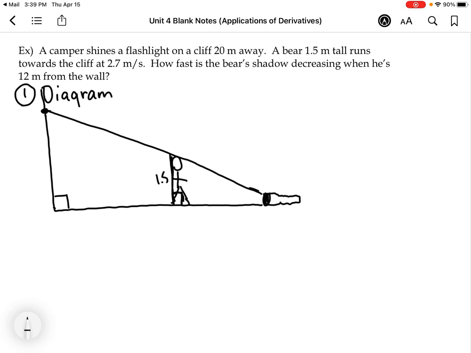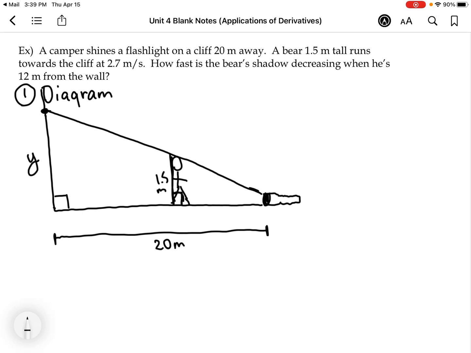And we also know that the distance between the flashlight and the cliff is 20 meters. So this over here is 20, and this is 1.5. Okay? What we don't know is the shadow, and the bear is running away from the flashlight. So the distance between the flashlight and the bear keeps increasing. And in fact, it's increasing at a rate of 2.5 meters per second. So we don't know this.